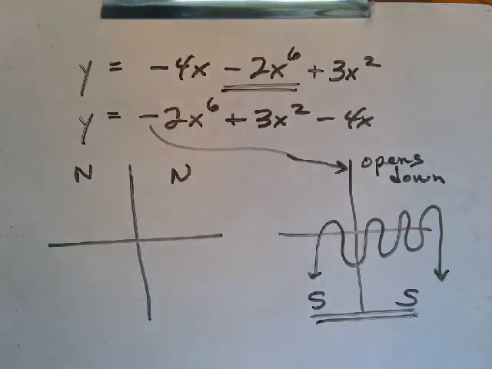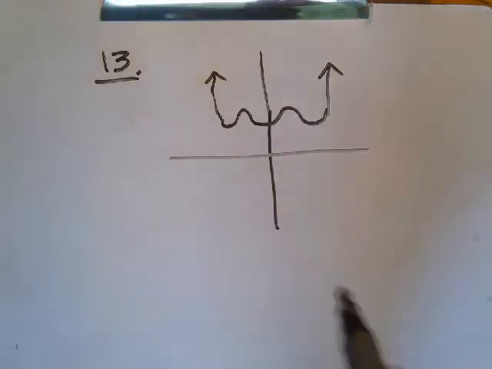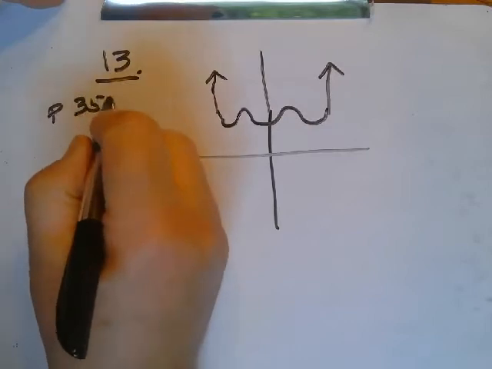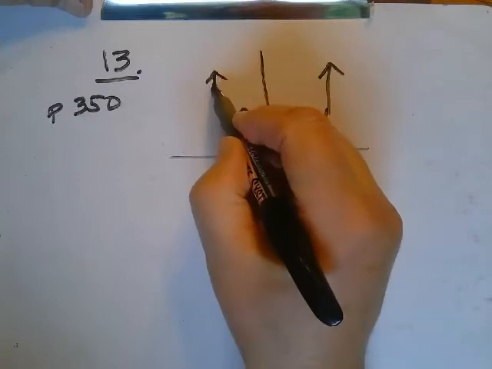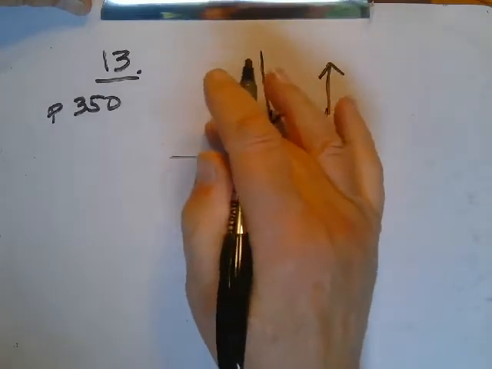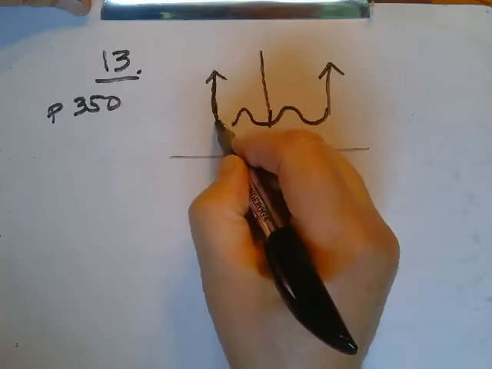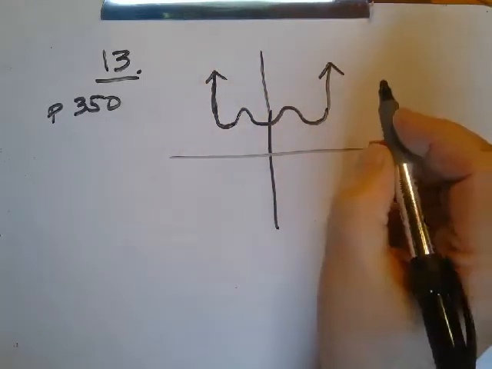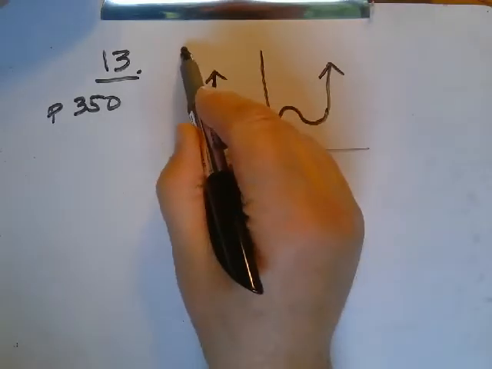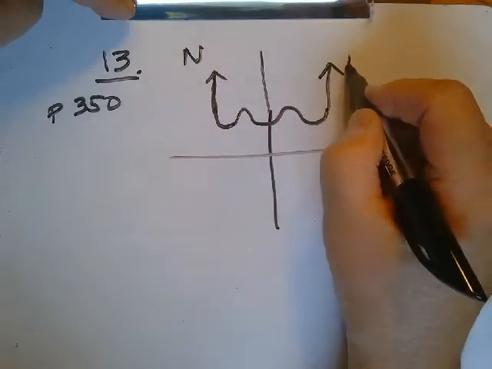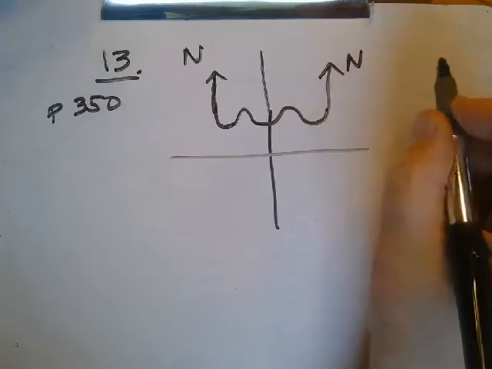Now, let's try it the other way. Let's go look at a picture and see if we can figure out what the power might be. All right, here's problem 13 from your book on page 350. It's asking you to describe the end behavior. They have a certain way of talking about it in your book. You can use that terminology if you can figure out what it means, or you can just say, well, it enters in the north and it leaves in the north. So this one enters in the north and it leaves in the north. Okay, so you can just say that.